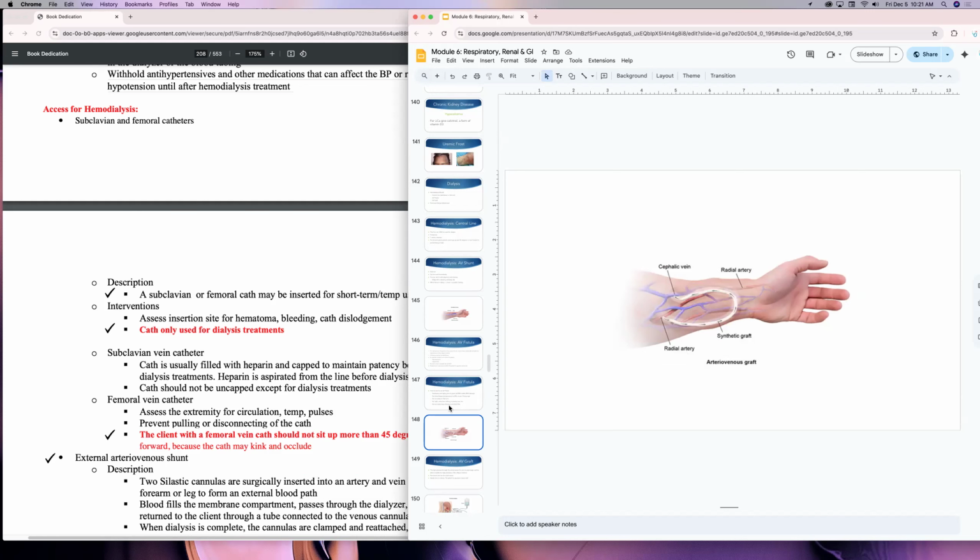This is an AV graft. You see, they still surgically connected a vein to an artery, but they used a synthetic device, which they call a synthetic graft. Okay? And the high pressures of the blood from the artery will go to the vein. Okay? And they will connect two dialysis needles to be able to perform the dialysis.